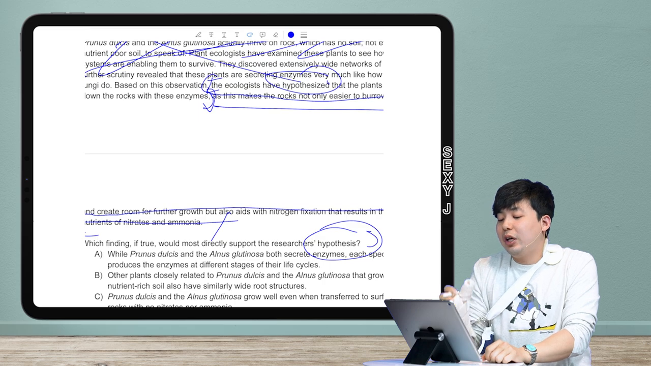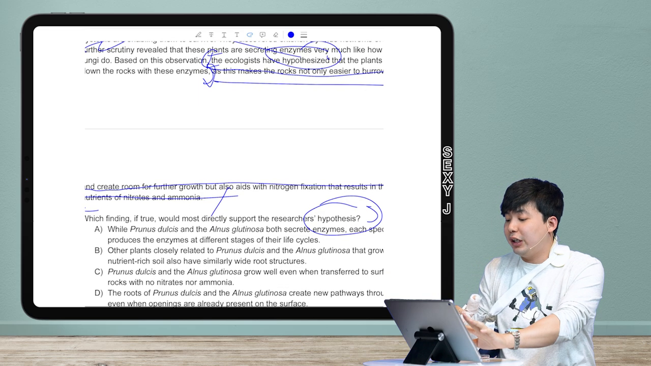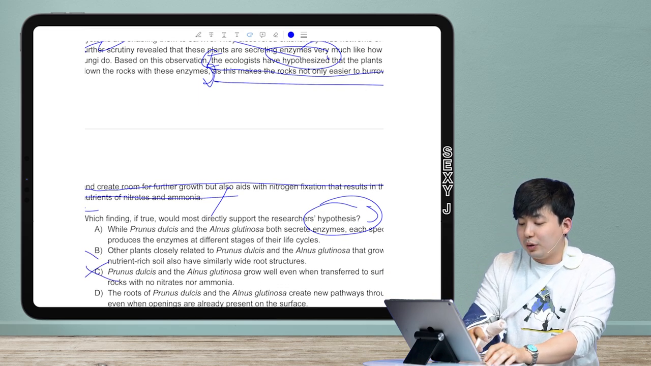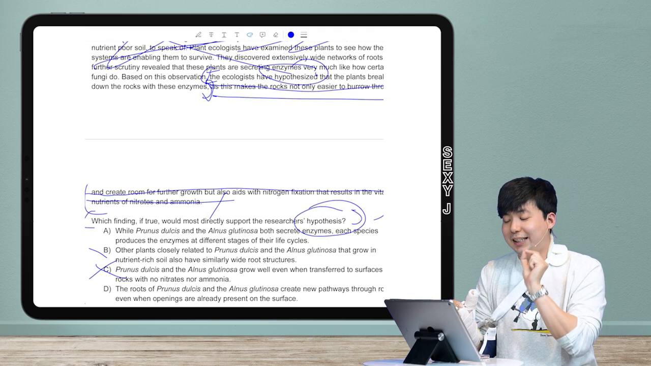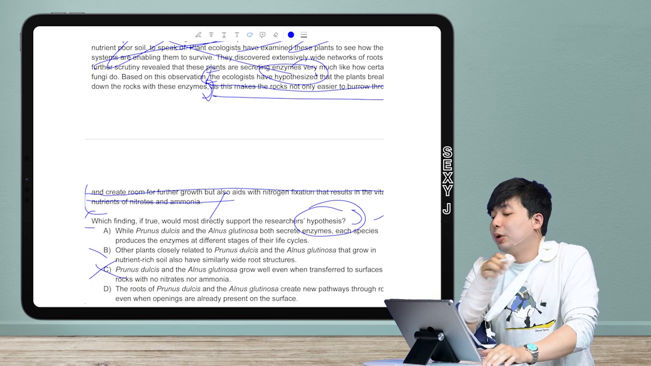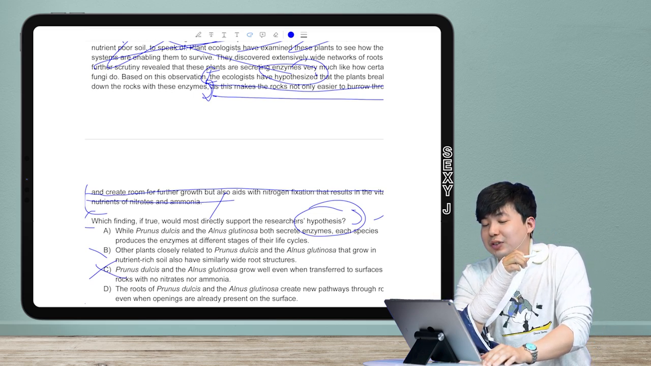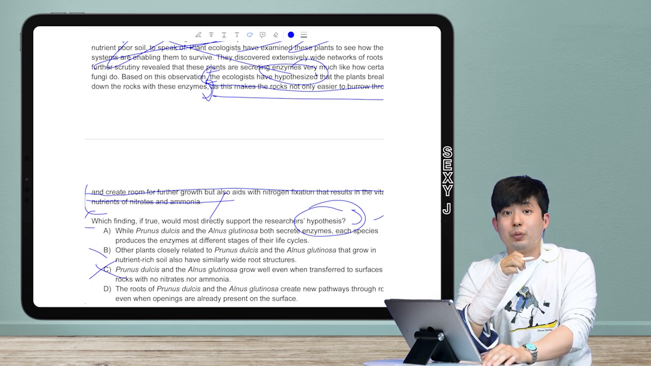So that stuff, if you guys are looking at that, you guys might have put C. Let me cross that off for you guys. Okay. So don't get distracted. Let's just focus on exactly the words. Plants break down the rocks with these enzymes. That's the hypothesis. Plants break down rocks with enzymes.